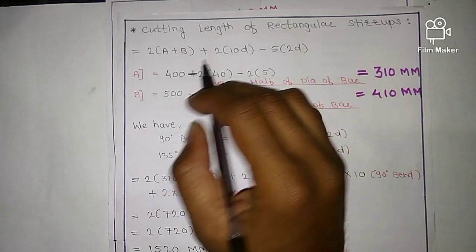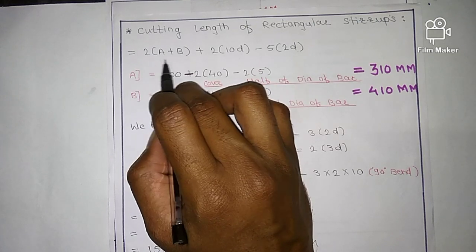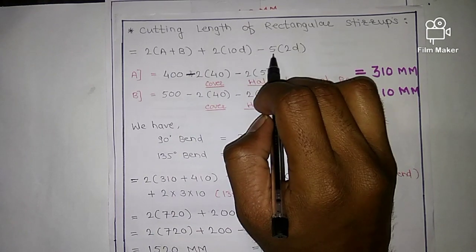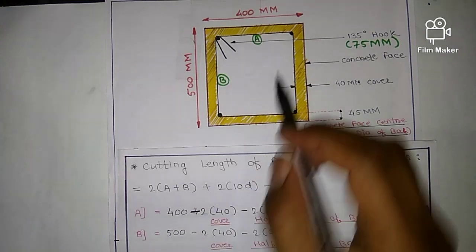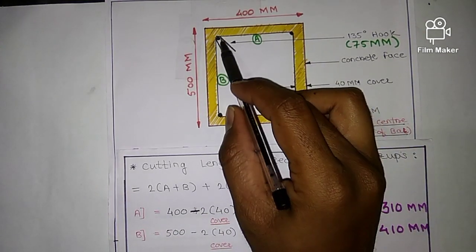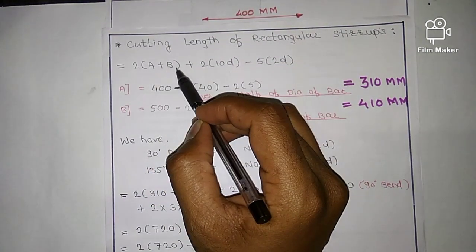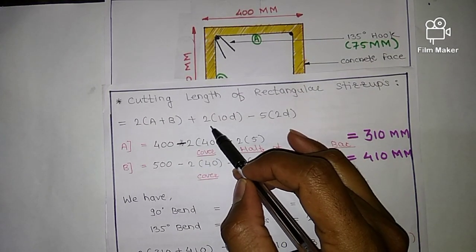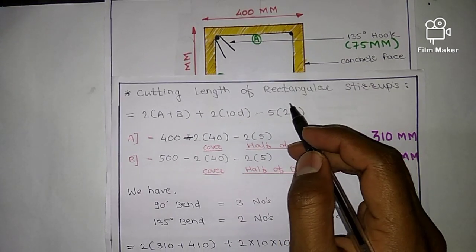Now let's go toward the calculation part. So for cutting length of a rectangular stirrup we have this formula, that is 2 into (a plus b) plus 2 into 10d minus 5 into 2d. So what is a and b? In the figure we consider this part of stirrup as a and this part of stirrup as b. So twice of (a plus b) is first the general perimeter of the stirrup, then addition of hook and subtraction of bending is the second part.